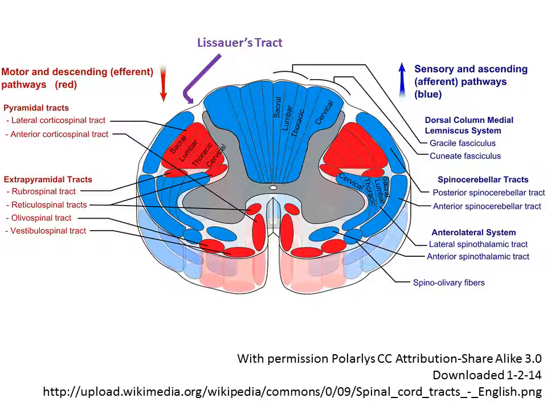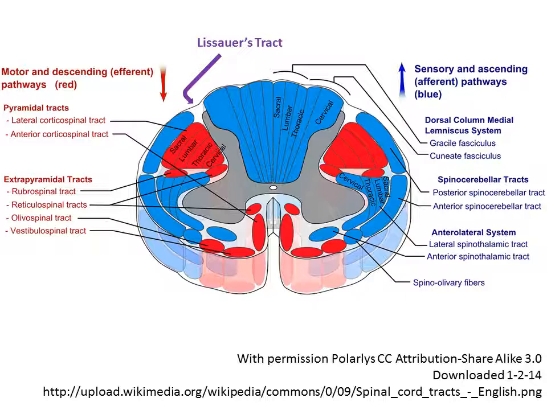In the very back part of the spinal cord, we have what is known as the dorsal column, because it's dorsally located, and a column means that you have a group of tracts or a group of fasciculi running together.